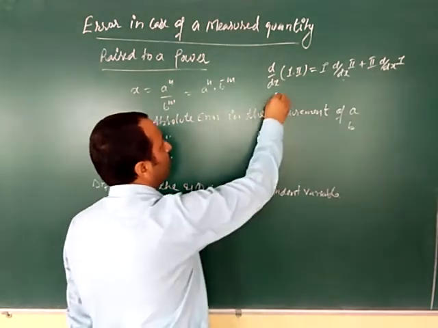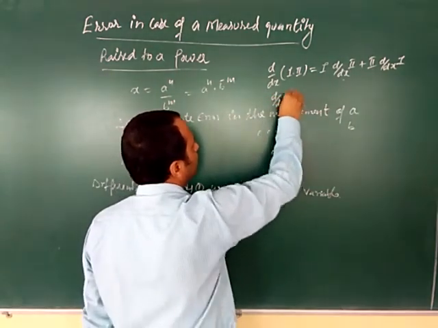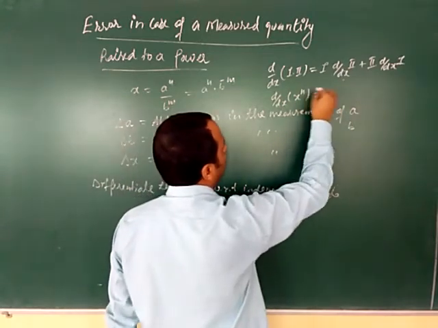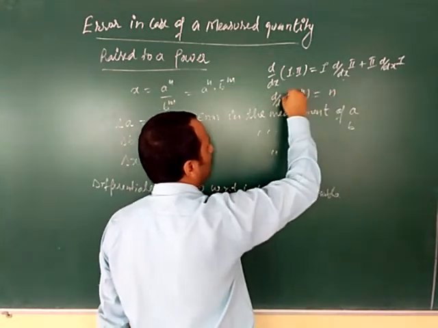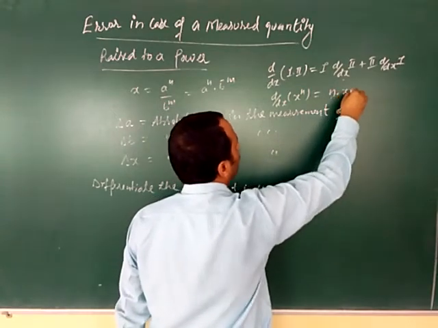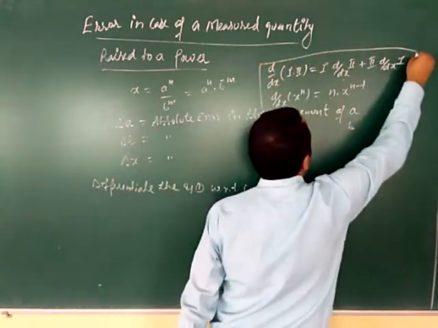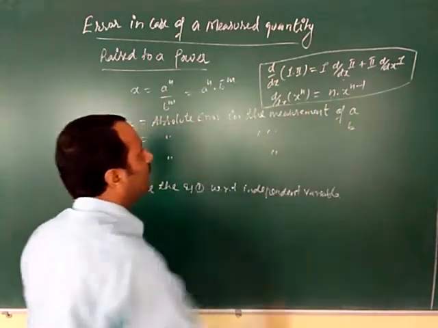One more formula we will apply here, d by dx of x to the power n. This we have studied. So x to the power n means the power will come in front, n into x to the power n minus 1. So we are going to use these two formulas here.